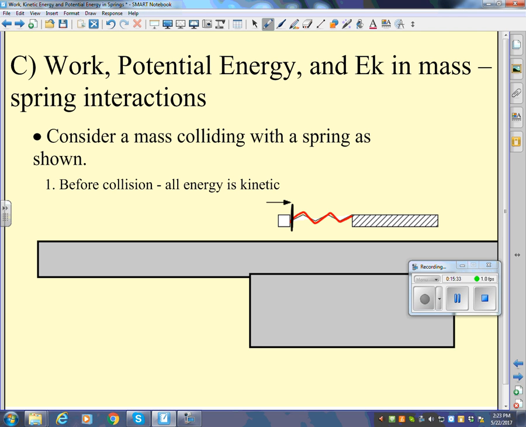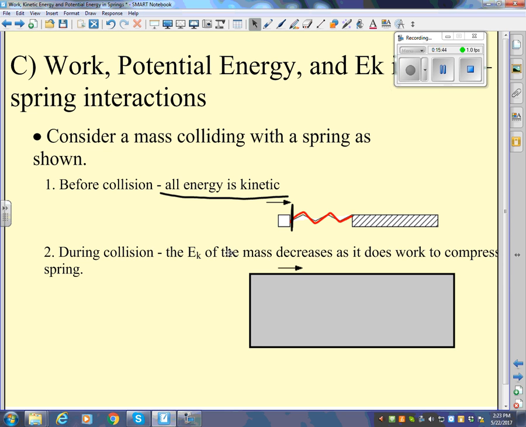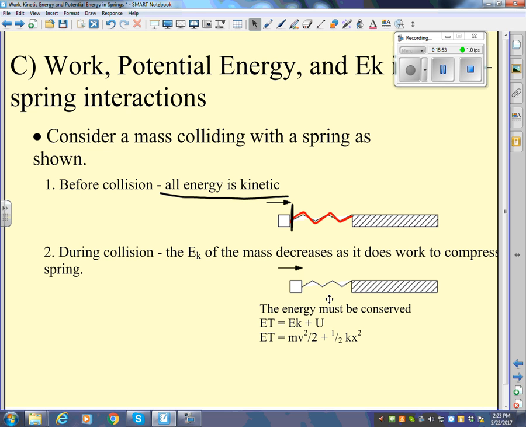So before the collision, all of the energy is kinetic. It's just touching the spring. The spring has done no compression just yet. During the collision, the kinetic energy of the mass decreases as it runs into the spring. It slows down. The kinetic energy of the mass decreases as it does work to compress the spring. So you can see here that the spring is slightly compressed, right? And the block has moved a little bit to the right, and it's actually slowed down.